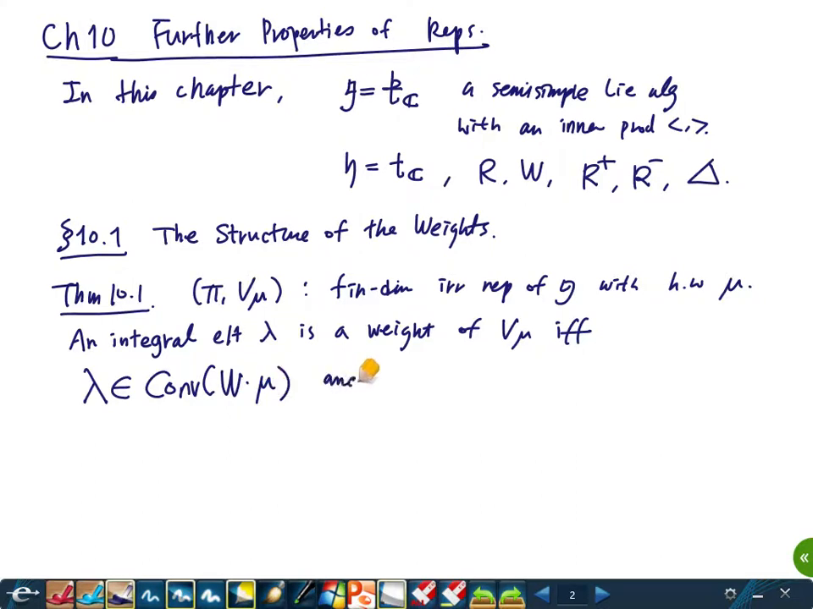And moreover, mu minus lambda is an integer combination of roots. So if an integral element satisfies these two conditions, then we can say that it is a weight, and conversely, every weight satisfies this.